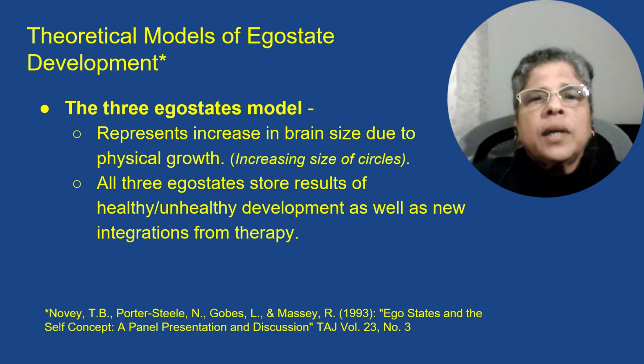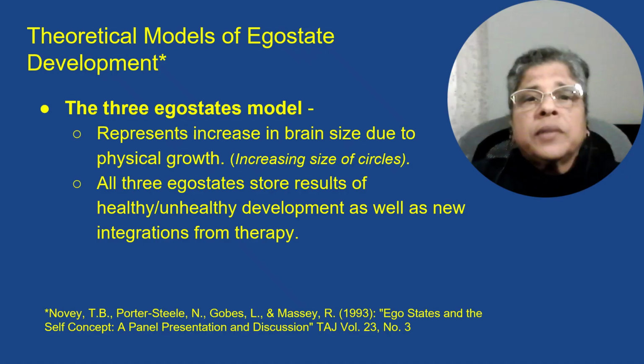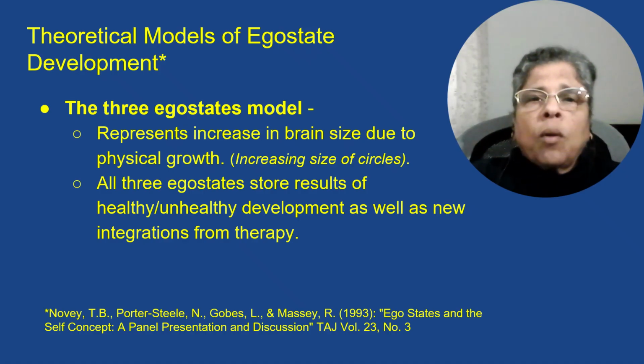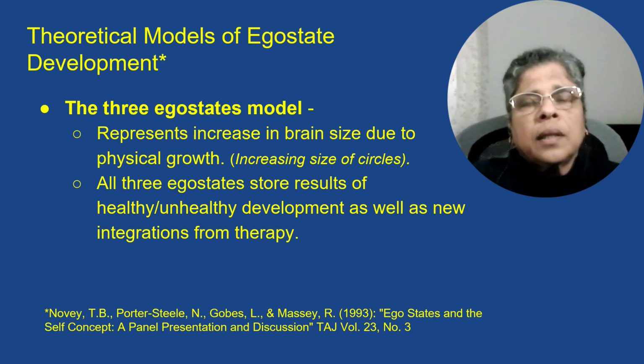The most important aspect of this is that in this picture the brain size is also implied, and it represents the physical growth of the person. And all the three ego states are shown as storing some information. Let's see the picture how it is.